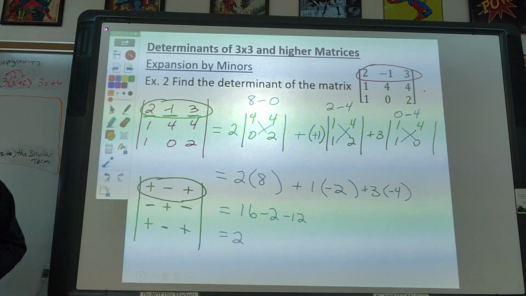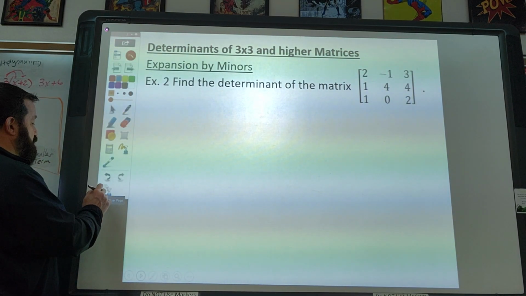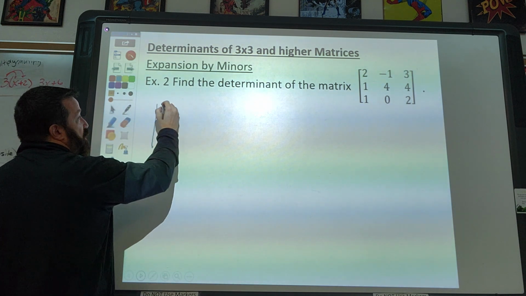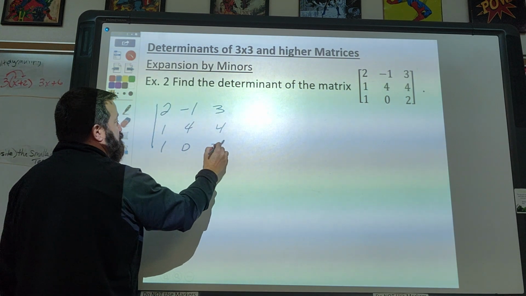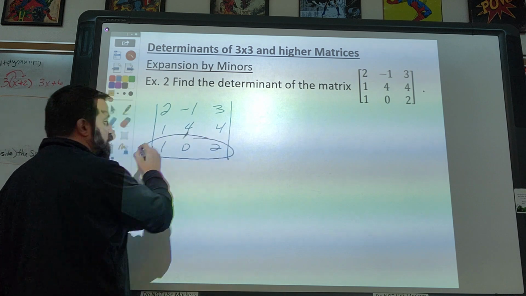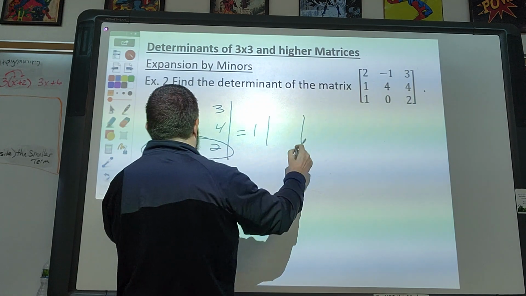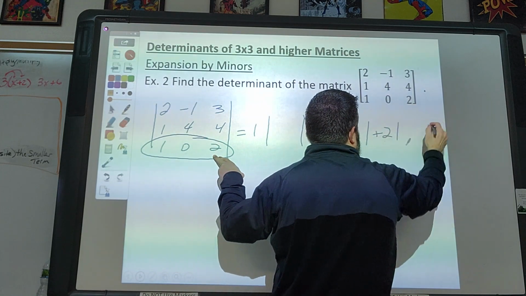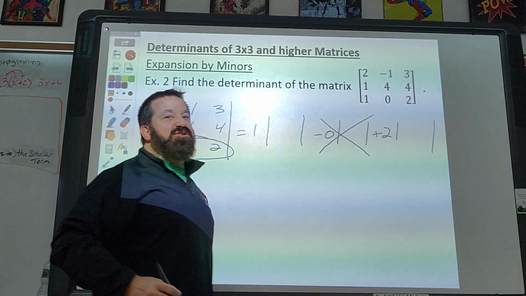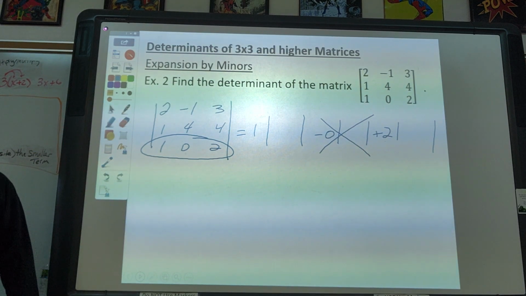So here's the question. Is there a row or a column that would have been better for me to choose? In this case, not so much, but let's say that I picked, let me back up again, and I'll start over again, 2, negative 1, 3, 1, 4, 4, 1, 0, 2. Had I chosen this row, for example, I'd have 1 times its minor, and then I'd have minus 0 times its minor, and then I'd have plus 2 times its minor. So that means this middle one I wouldn't even have to do because it has a 0 there. So I'd be down to just calculating 2 minors instead of 3.